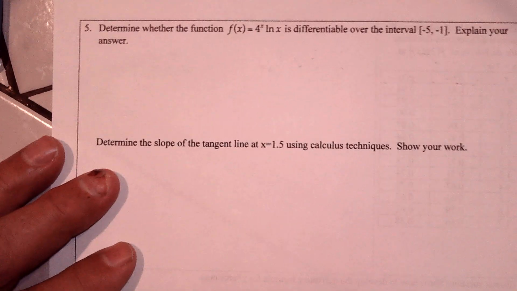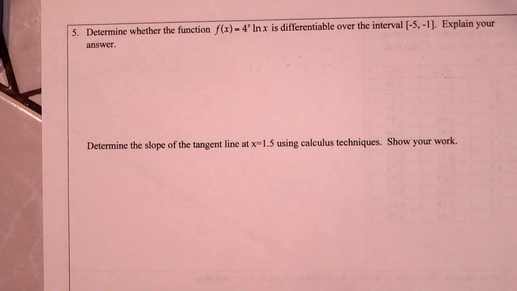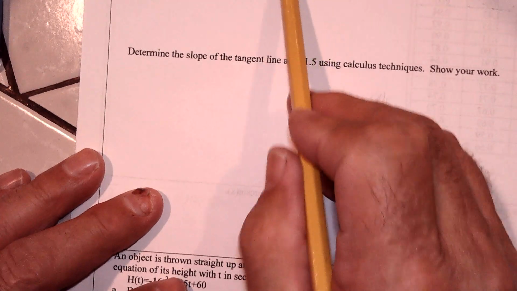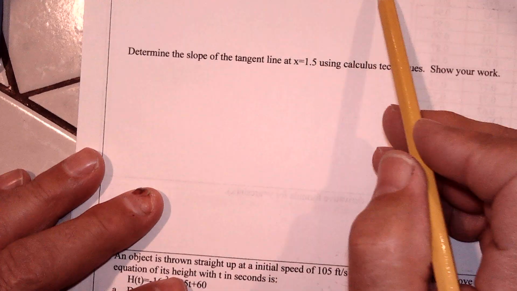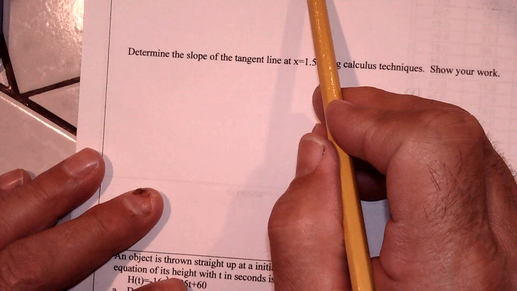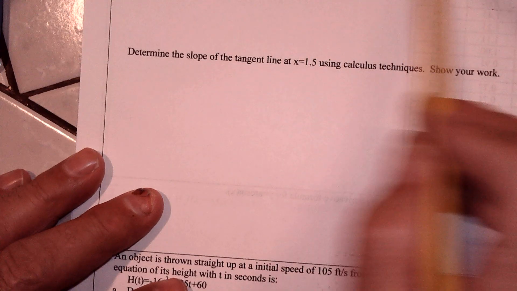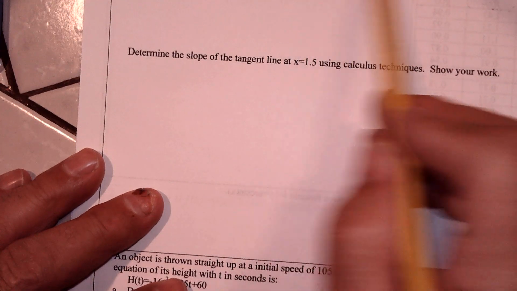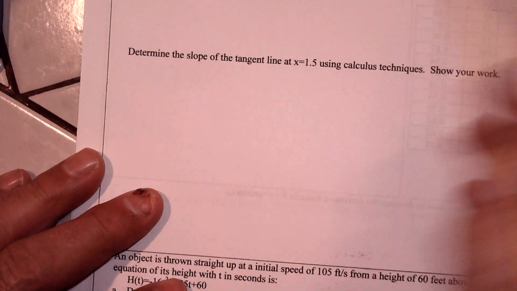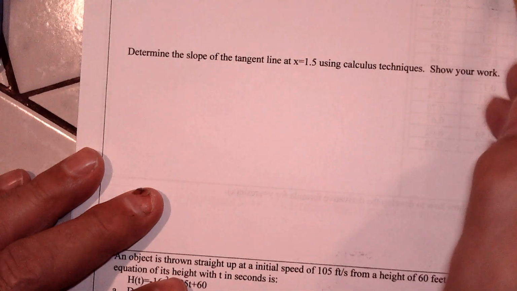Number 3. If you have to do the derivative of this, it's a product rule. And if you're trying to do it from minus 5 to minus 1, you can't do the derivative there because ln is not defined for negative numbers. So, determine whether this function is differentiable over this interval.